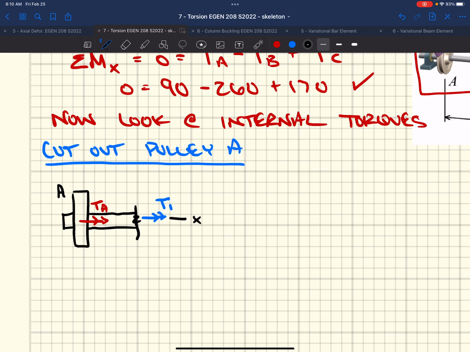So I'm now going to use my equations of equilibrium. I'm going to sum moments about the x-axis. All of these forces act along the x-axis. I'm going to sum the moments about the x-axis and set that equal to 0. Following our coordinates, that vector TA is acting in the positive x direction. So I'm going to say TA plus T1 must equal 0. T1 is also positive.